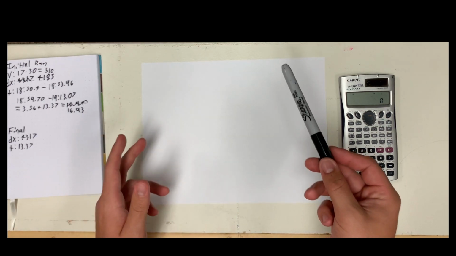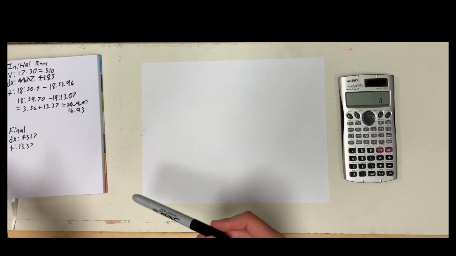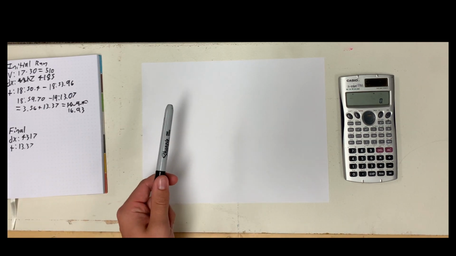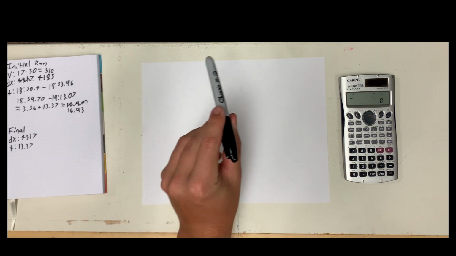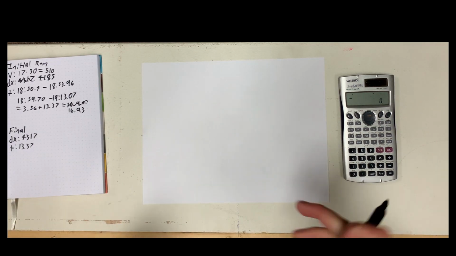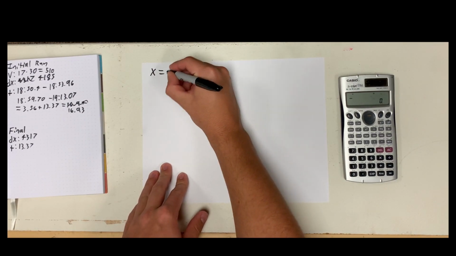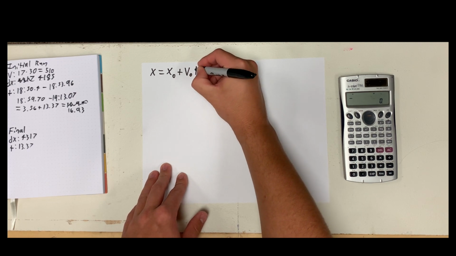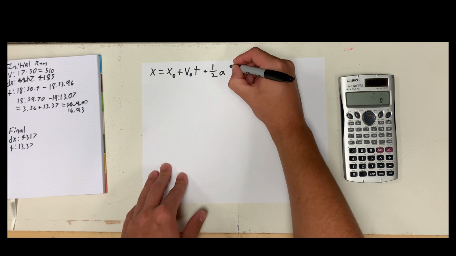And so we can do this using some basic physics. So, that's exactly what I'm going to do. But first, we need to figure out what equations we're going to use and what variables we know. So, we actually only have to use one equation for this. And that equation is going to be distance traveled equals initial position plus initial velocity times time plus 1/2 acceleration times time squared.